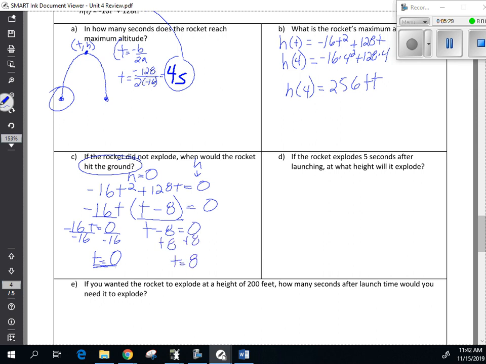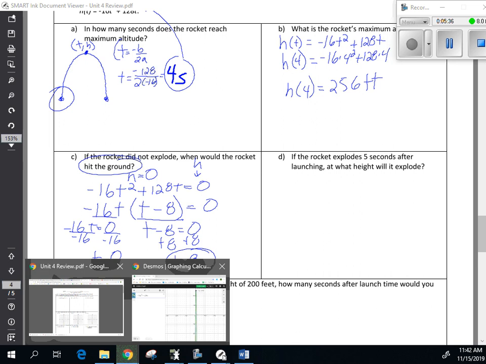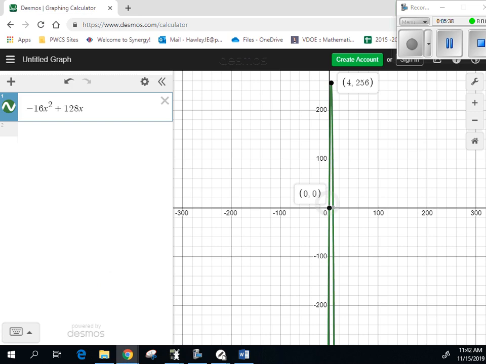This is where, if the rocket landed on the ground, that would be the other point that I was looking for. You can also use Desmos. If you touch where it crosses the x-axis, I have 0, 0, and I have 8, 0. So Desmos will give you the same answer for that question.